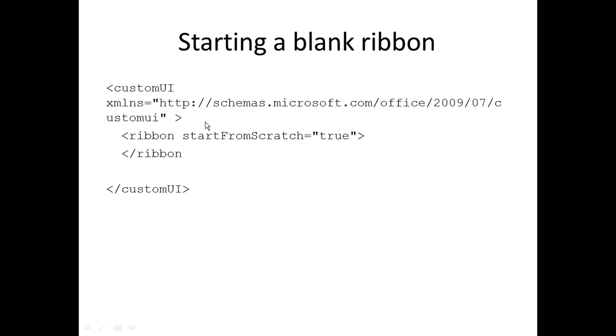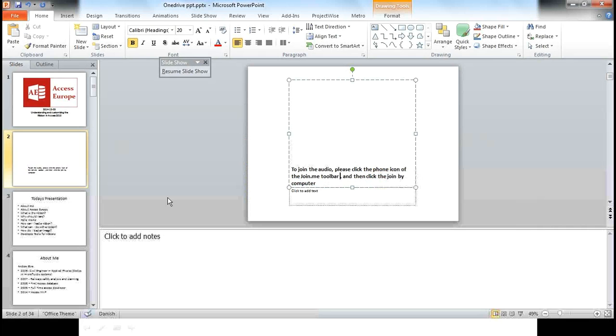There's a schema definition. This works for 2010 forward. I think it might not work if you're using 2007, I haven't tried it. So we have this RibbonStartFromScratch equal true. This is basically telling Access that we want a blank ribbon. So I'm going to paste this into a table in an Access database.